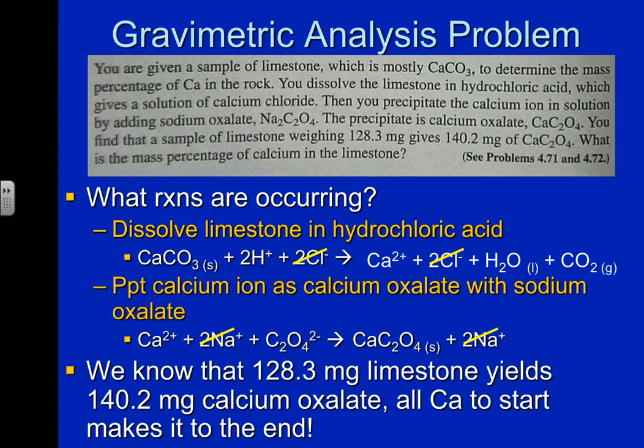The other thing that we know from the problem is that we started with 128.3 milligrams of limestone, and that at the end of this whole process, we had 140.2 milligrams of calcium oxalate that we precipitated.